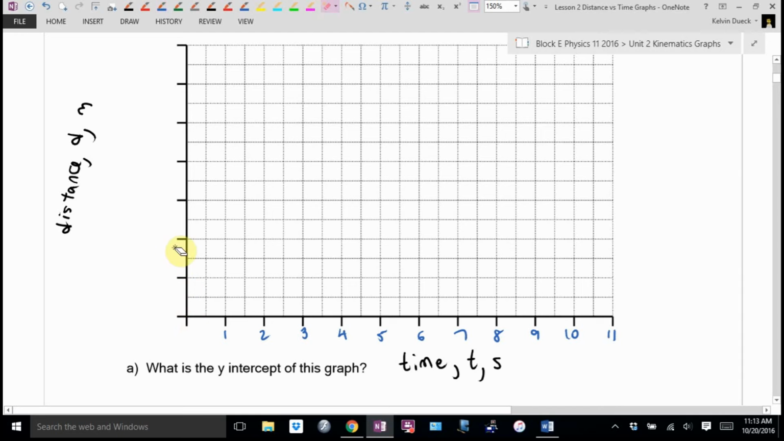Vertically, I have 2, 4, 6, 8, 10, 12. I got 14 squares to work with. What's the biggest y value that shows up? 20? And I got 14 squares, so I can't go 1 for 1. You know what? I guess I'll let each square be worth 2. Except I'm going to label every other square. So I'm going to go like this. 0, 2, 4, 6, 8, 10, 12, 14, 16, 18, 20, 22, 24. I'll put a 0 here too.